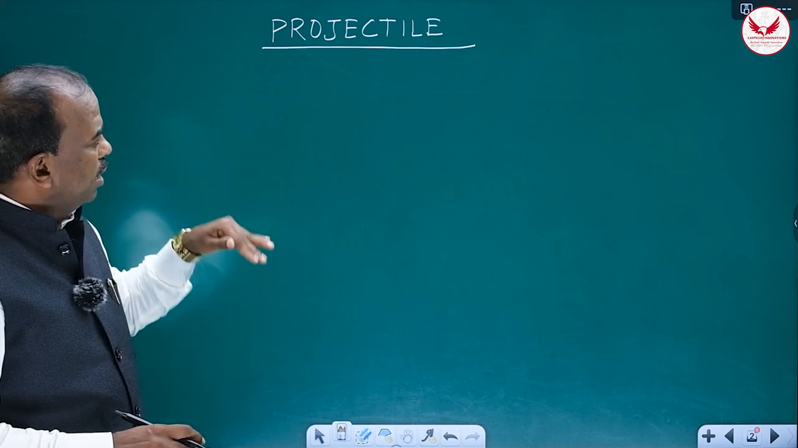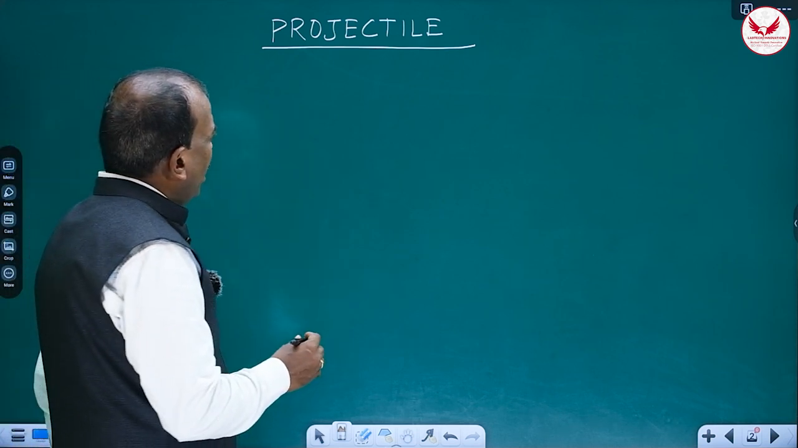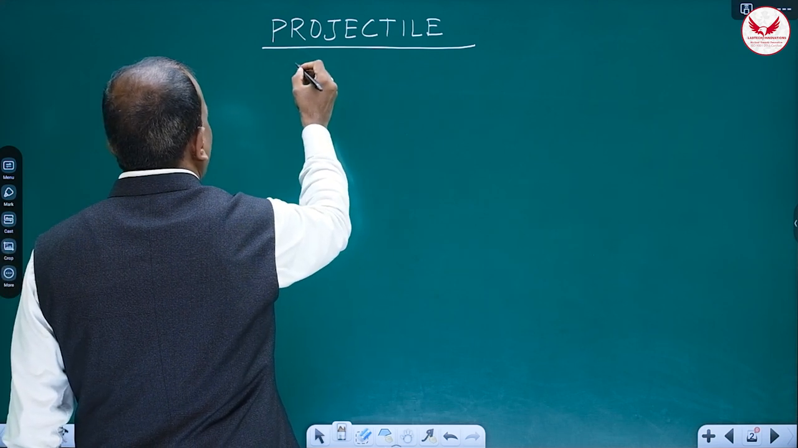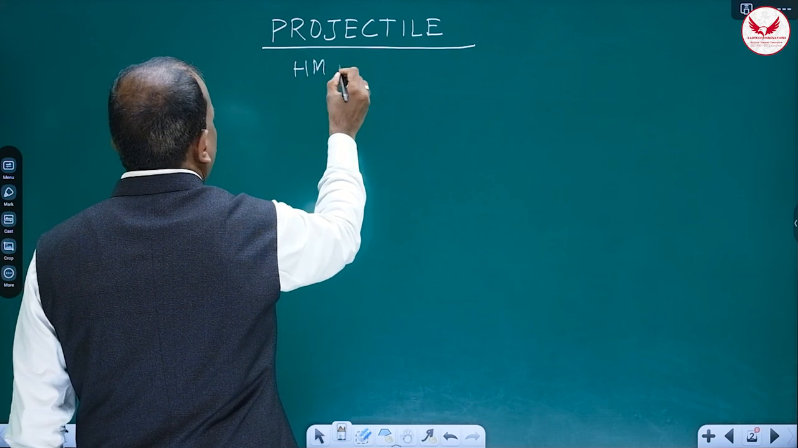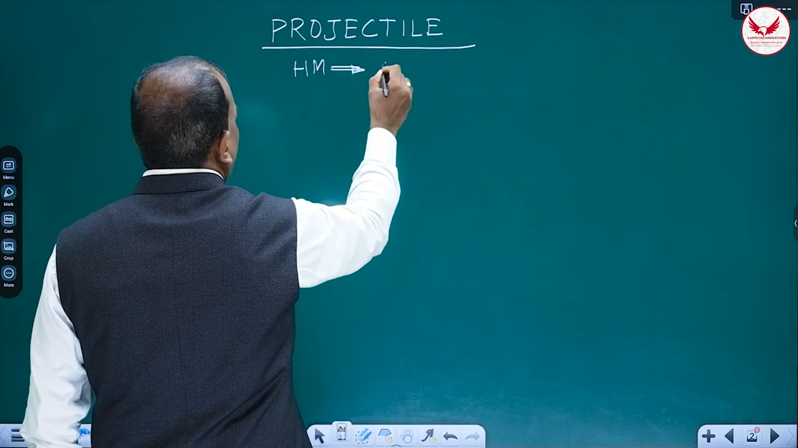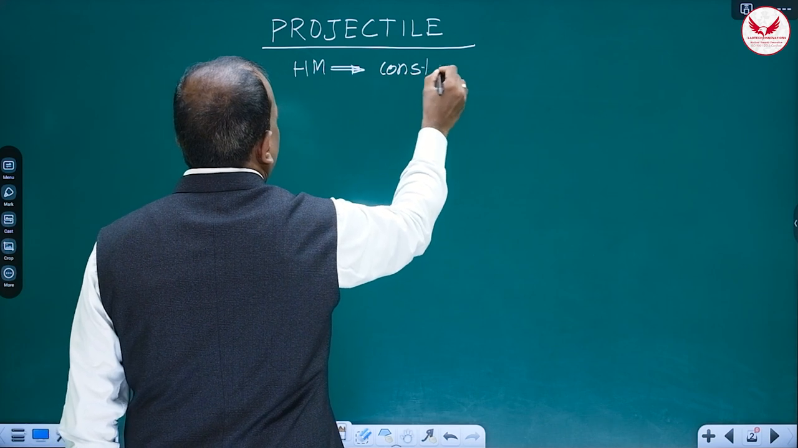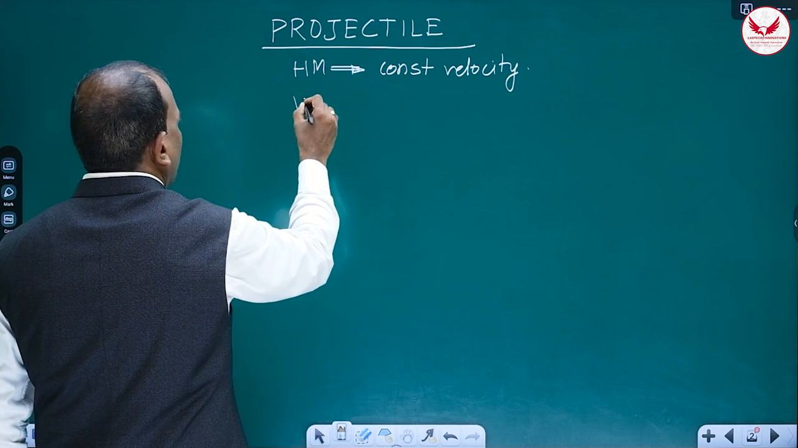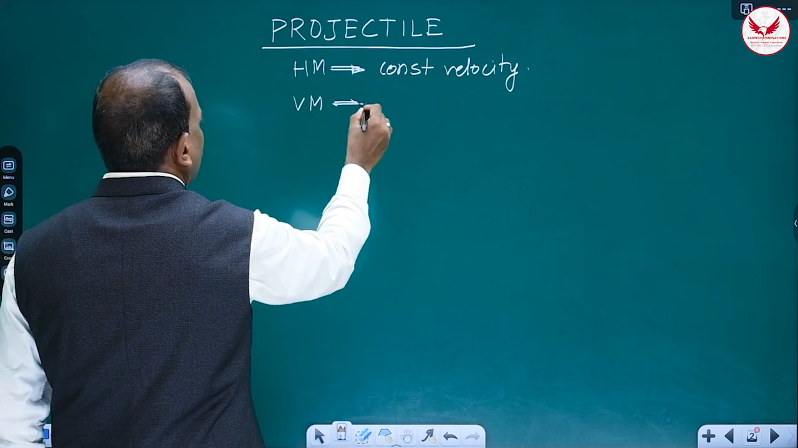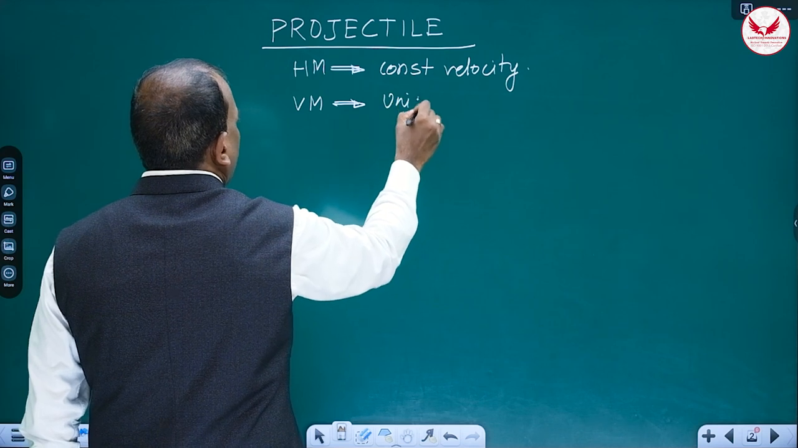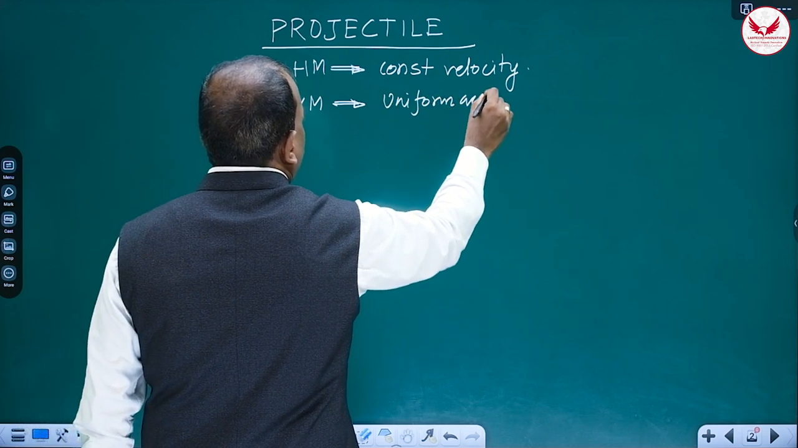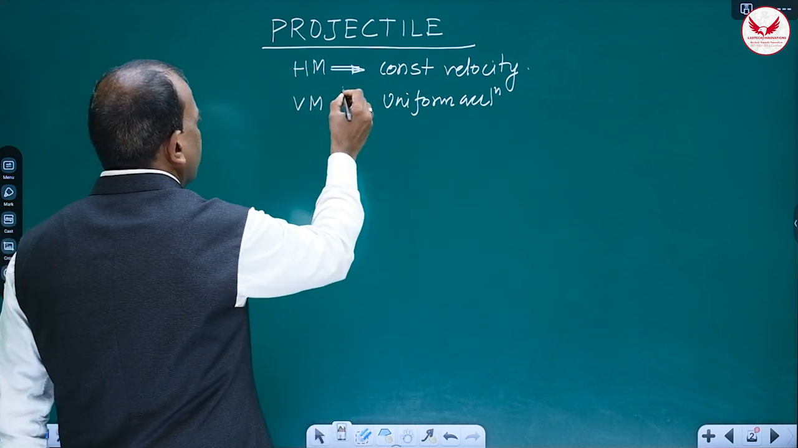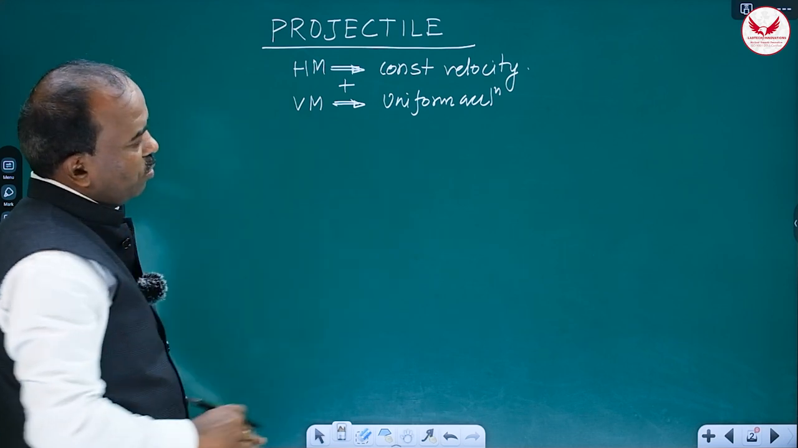In a very simple way, projectile motion is nothing but the combination of horizontal motion and vertical motion. Horizontal motion, HM, is always constant velocity, as air friction is neglected. The vertical direction motion is uniform acceleration, specially motion under gravity, where the acceleration is g only. The combination of such types of motion is nothing but projectile motion.